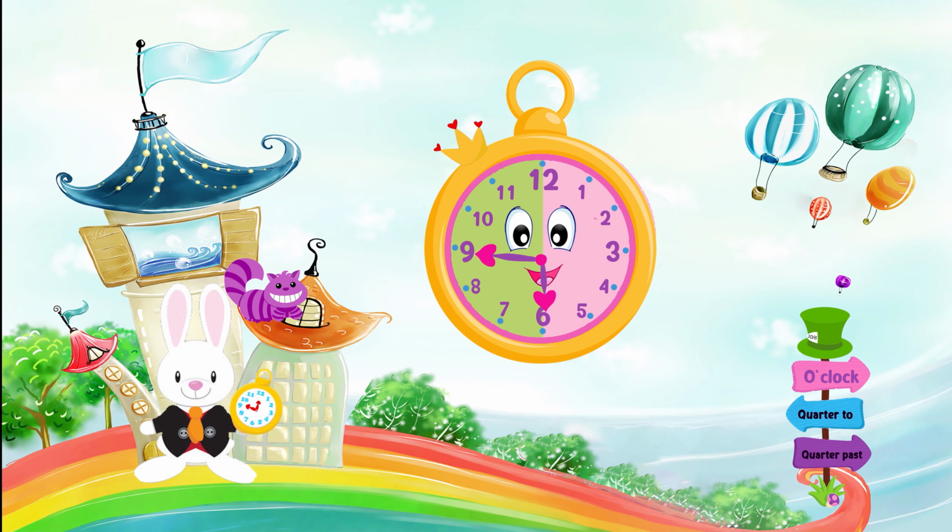But what happens when the big hand isn't on the 12, the 3, the 6 or the 9?